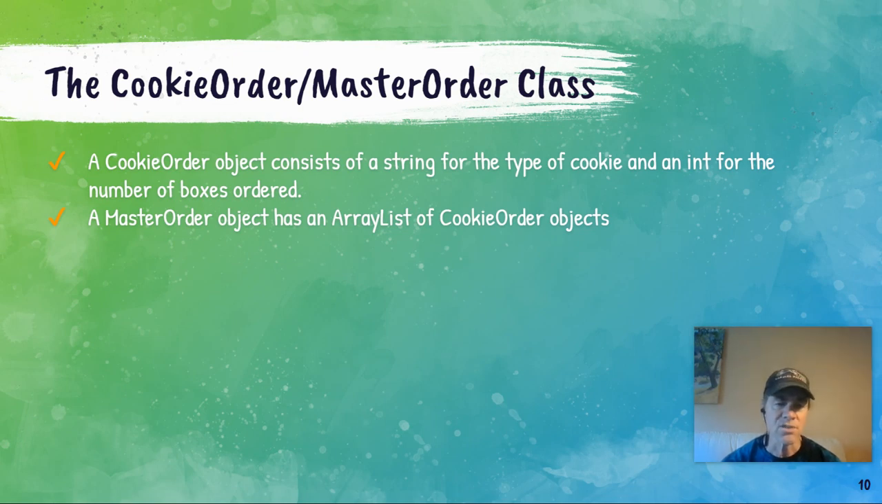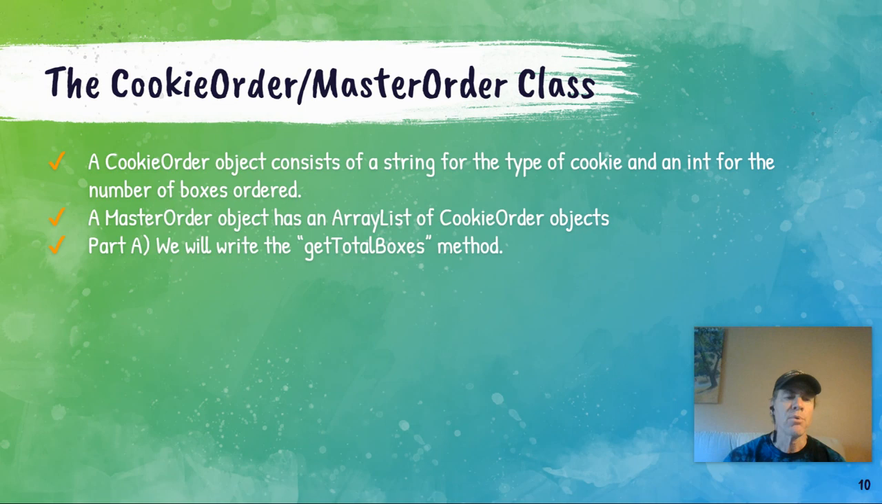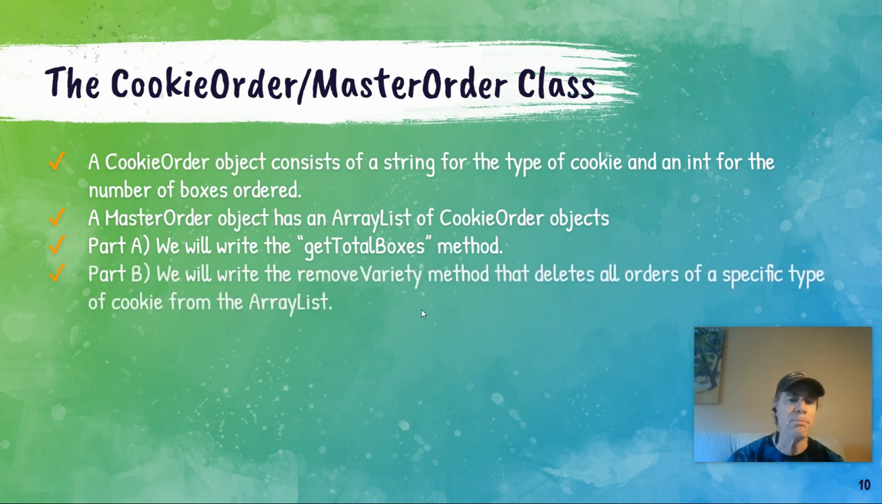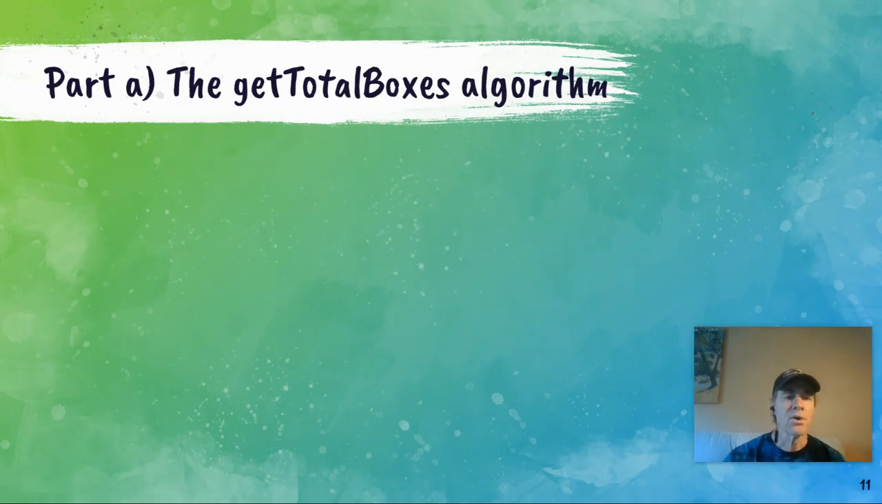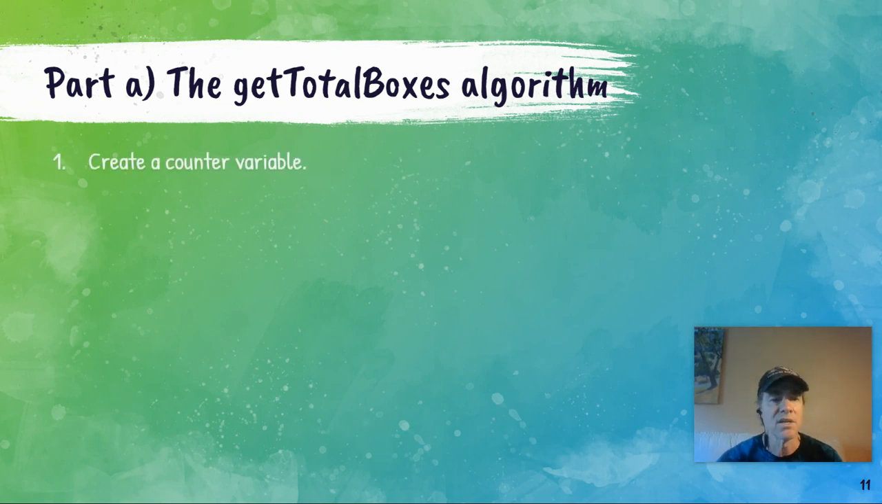And part A, we're supposed to get the total number of boxes. All right, so if I have a list that has all of these orders in it, what boxes are part of that master order? That's part A. Part B, kind of similar to what we just did, we're going to remove certain cookies that are of a certain type from that array list. So to get the total number of boxes in that array list, I got to create a counter, right? So I'm going to start at 0 and add up all the boxes for all of the orders, and then return that at the very end.